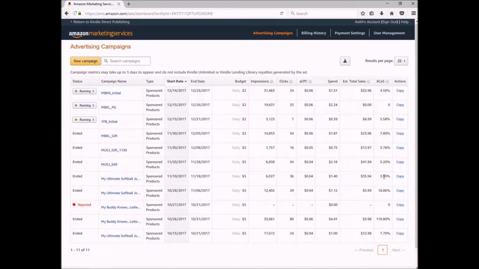And if you scroll down to some of my other campaigns, you'll see that virtually all of them have been profitable. This one that I'm running right now, I haven't had a sale yet, so therefore my percent is still zero. The very first one I did for My Buddy Knows Letters, as you can see here, was definitely not profitable. And that happens. But as long as overall mine are being profitable, then I'm good. Also keeping in mind that because I'm not spending a lot of money right now, even the ones that aren't profitable, I spent $4.41. Not a big deal.